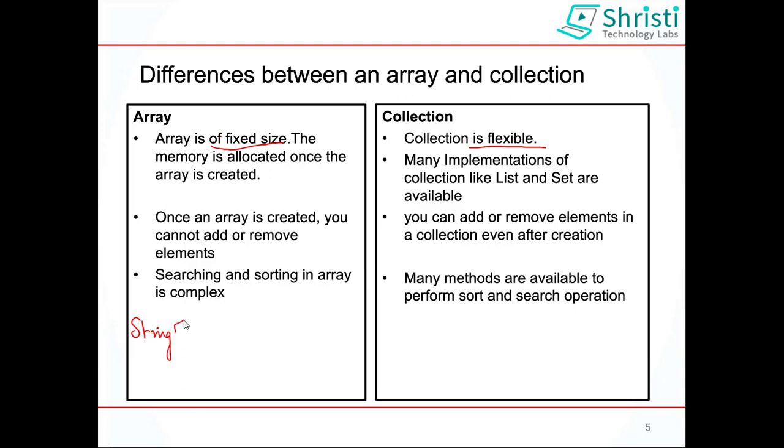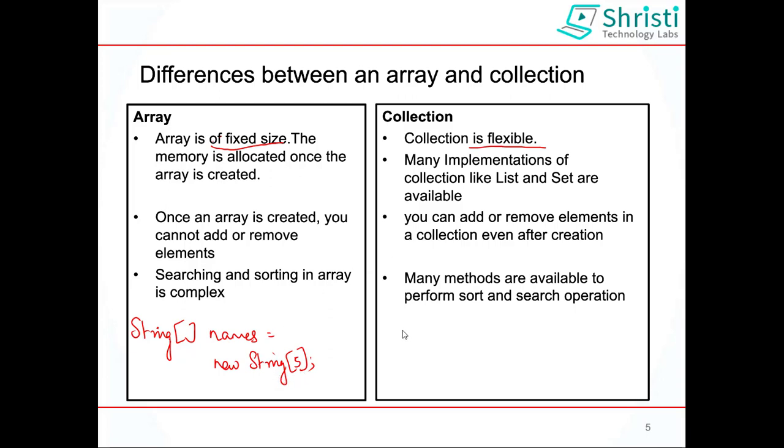I am creating a string array. String names equal to new. Only when I give new keyword, the memory is getting allocated. String of 5. It means the size of array is 5. You cannot add or remove elements to this array.